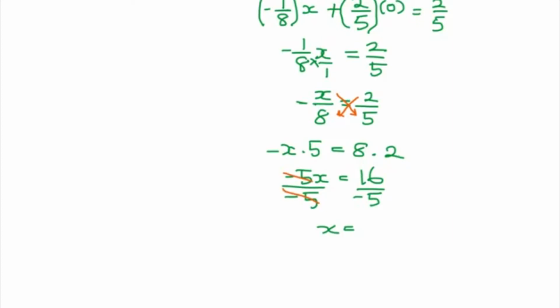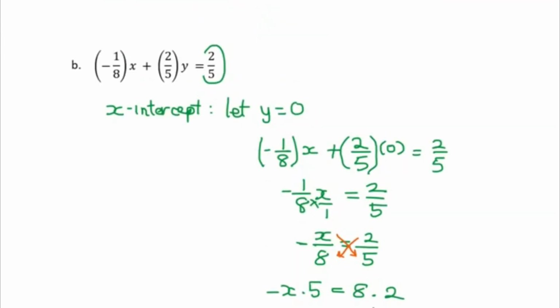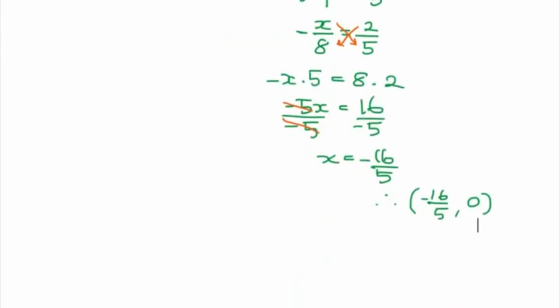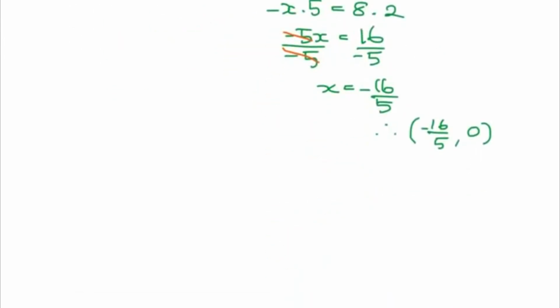So our answer here when y is equal to 0 is negative 16 over 5. So therefore, when x is negative 16 over 5, y is equal to 0. So that is the first step, which is to find the x-intercept when we have that particular form, and the other part is to find the y-intercept.